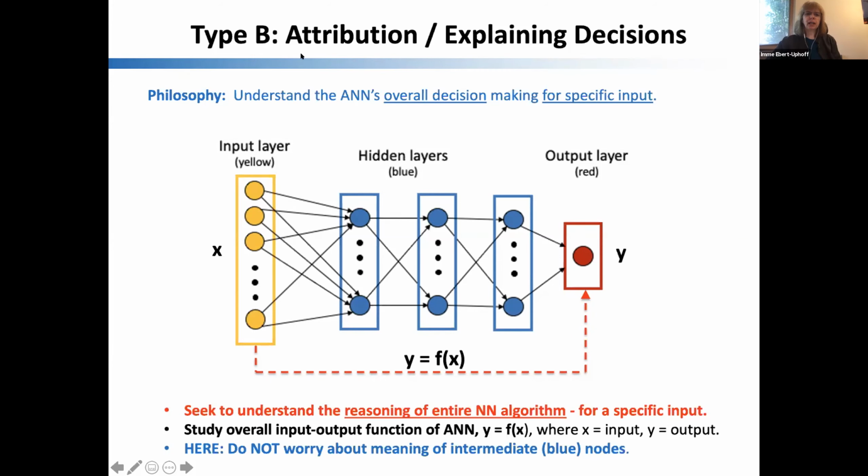So the whole idea for type B, which are attribution or explaining decision methods, is that you try to understand the neural network's overall decision making for a specific input. So now, let's say you call your inputs over here X, and your output Y. You now look at your neural network as just being a function that maps your X to your Y. So Y equals f of X. And you just try to understand the overall function rather than trying to get at the meaning of the individual neurons over here. So again, you seek to understand the reasoning of the entire neural network algorithm for a specific input, and you do not worry about the meaning of the intermediate nodes.